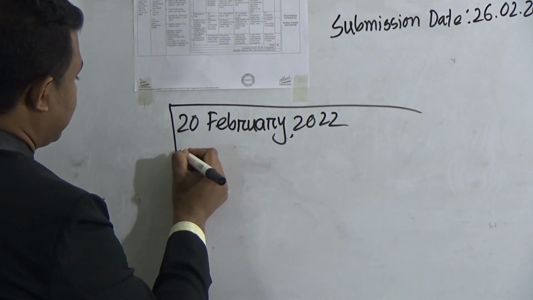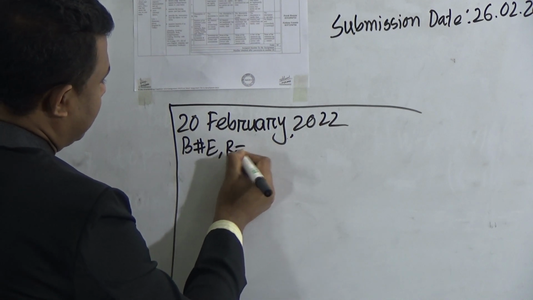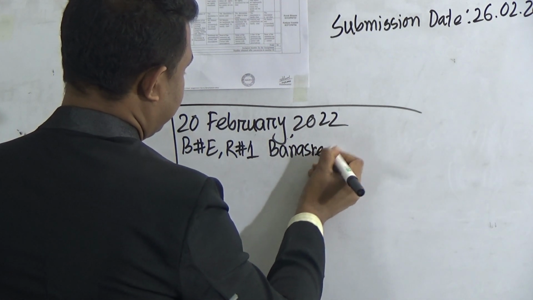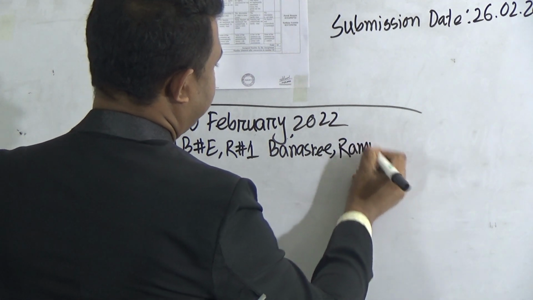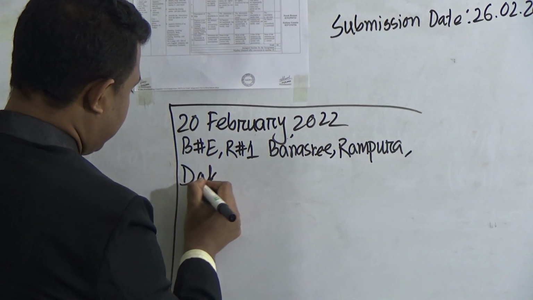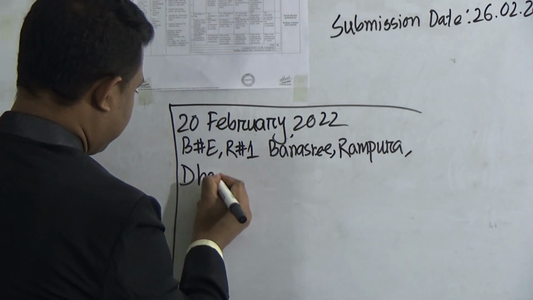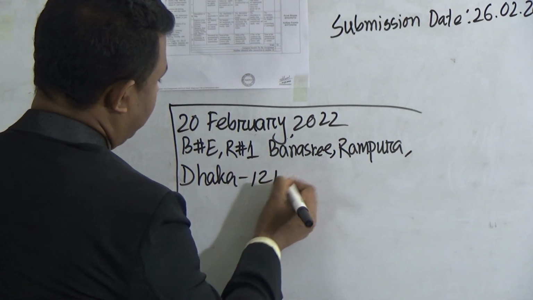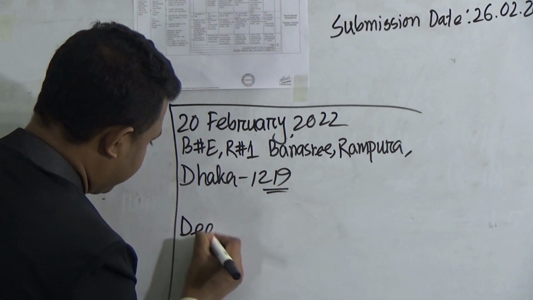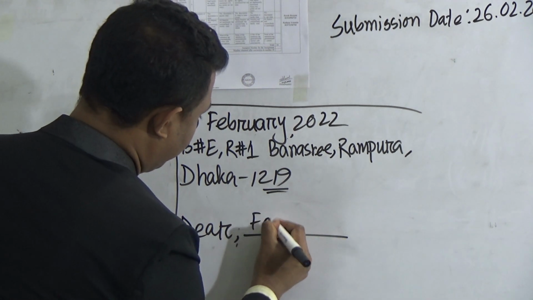Then your residence address. So your residence address means block E, road, imagine that 1, Banusri, Rampura. Then you may write Dhaka, it's your postcode. Okay, so after writing this you have to write dear, imagine that you are writing the letter to me.